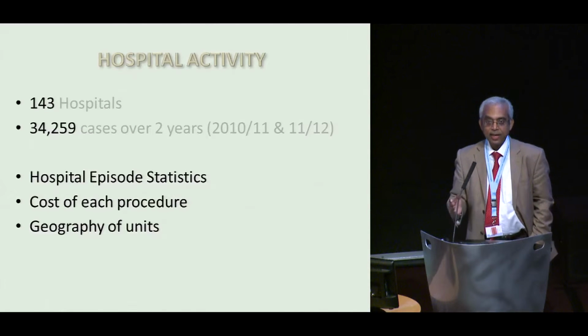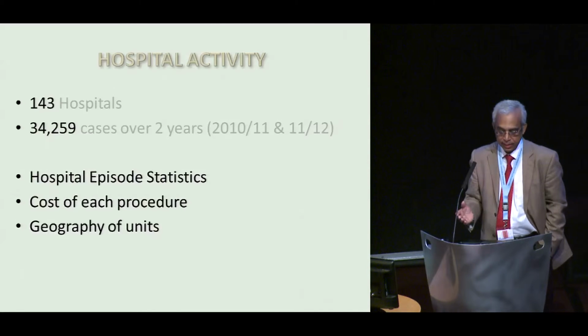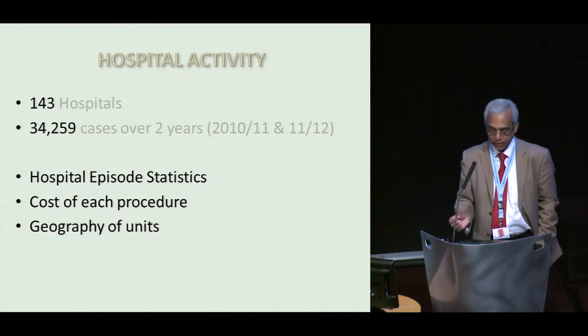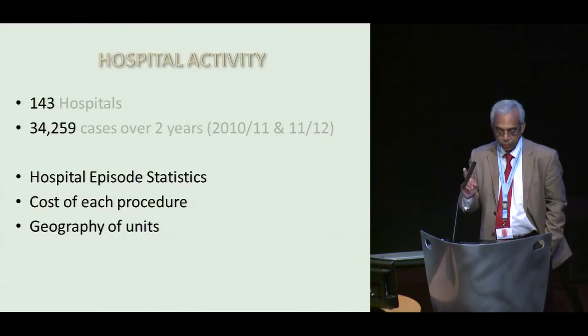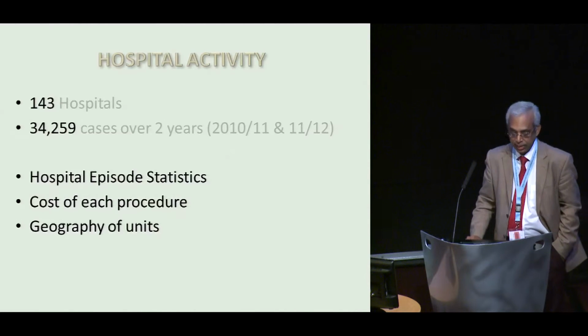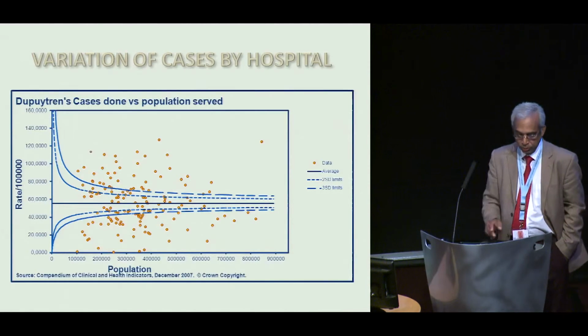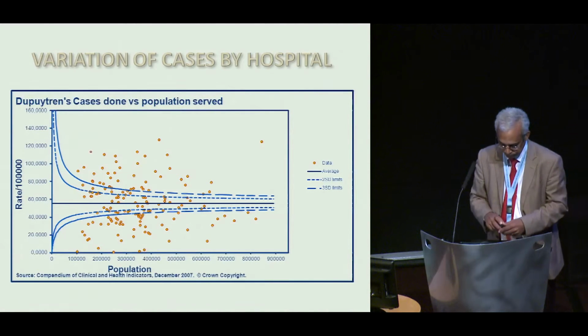Now, the data that I want to share with you is on all the hospitals in England that are doing Dupuytren's contracture. Over 2 years, 2010 and 2011, 34,000 patients had Dupuytren's contracture release. I want to concentrate on this one bit of data.